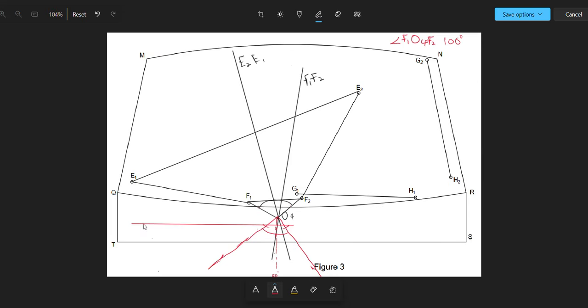So now I'll label in the question. The question says that the diode should be placed at O2. So now we want to add a diode. We've taken any arbitrary radius, and then we made an arc on this line and also on this line.